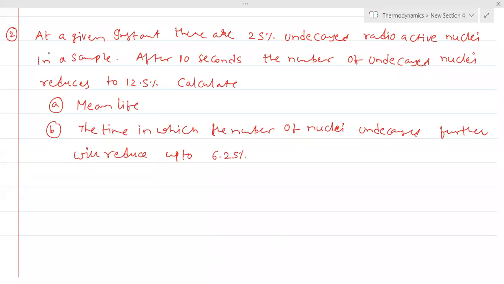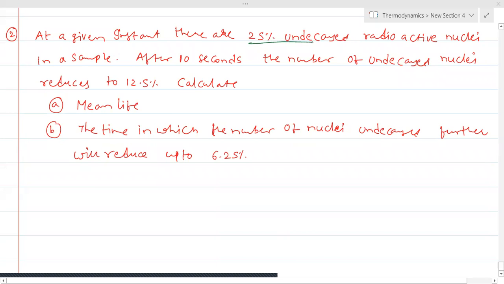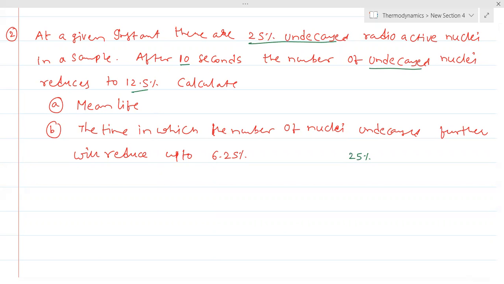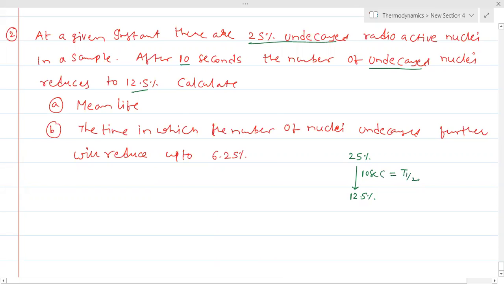Here it is given that at a given instant there are 25% undecayed, that means the active number of nuclei in the sample is 25%. After 10 seconds, the active number becomes 12.5%. So if n is the active number, it becomes half, 25% becomes 12.5%. So this is the half-life time.